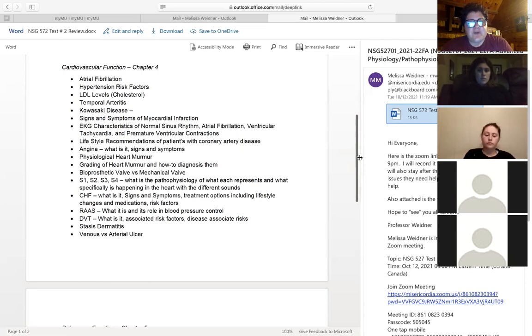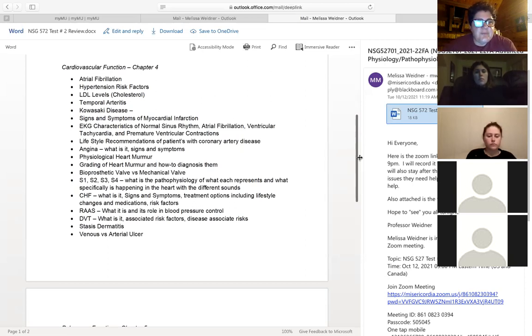The grading of heart murmurs, that wasn't actually in our presentation, was it? I don't believe that it was. So cross off the grading of heart murmurs, because I think Professor Delpree will cover that in assessment. So I'll take that out because I was just thinking, we didn't go over that on this side.